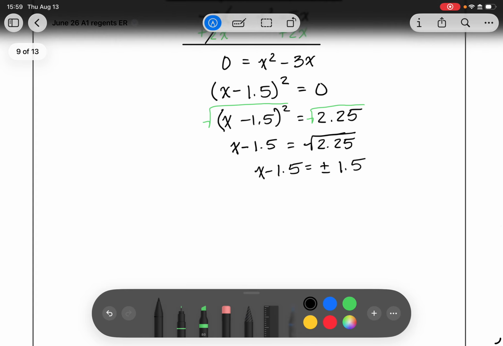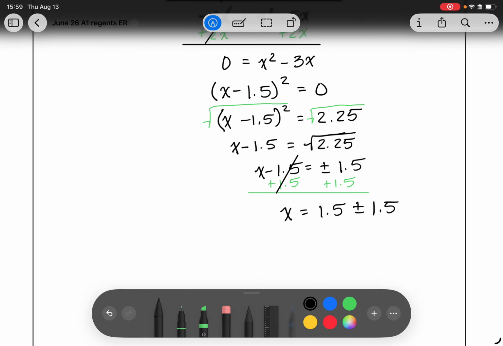And since we still need to isolate x, we're just going to add 1.5 on the left side to both sides to get x by itself. So now we have x equals 1.5 plus minus 1.5.